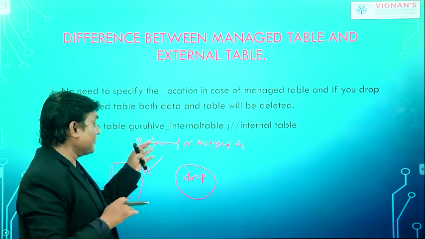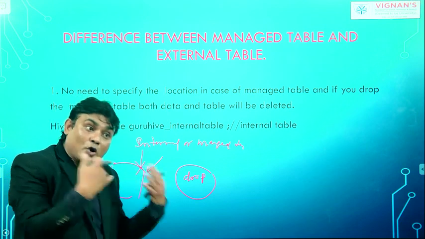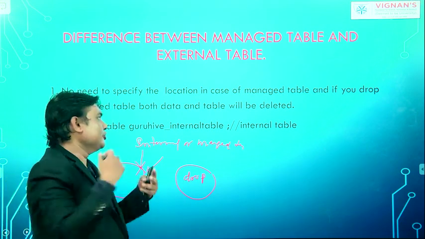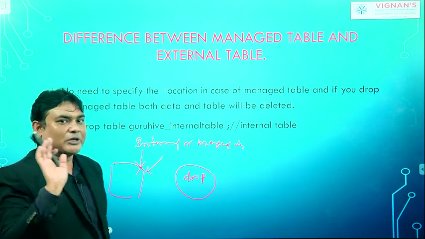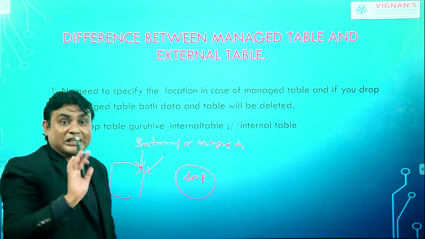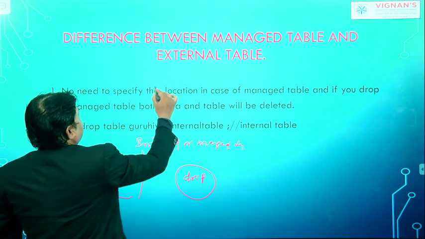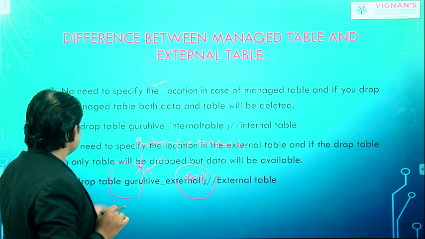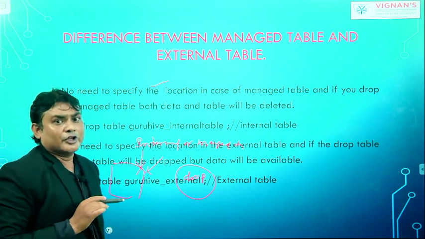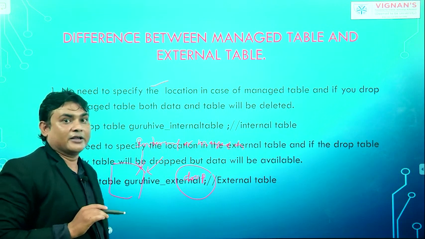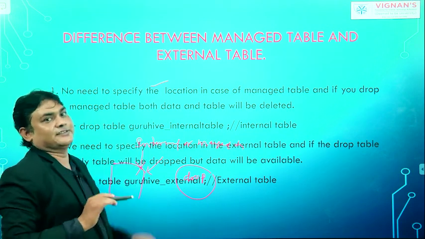But in the case of internal table, what happens? If somebody drops your internal table, you lose both. You lose the table and you lose the data also. This is one basic difference. The second basic difference is what? In internal table you need not mention any location. No need of using location in the case of the internal table. But in the case of external table, you must specify the location. Location is a must in the case of external table.